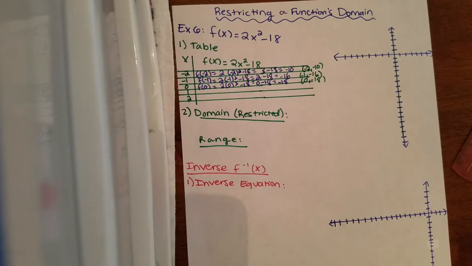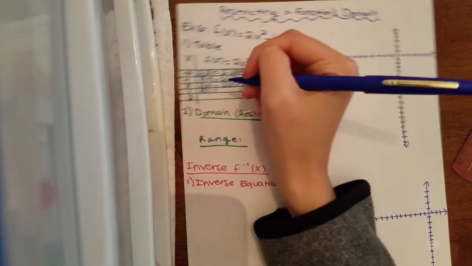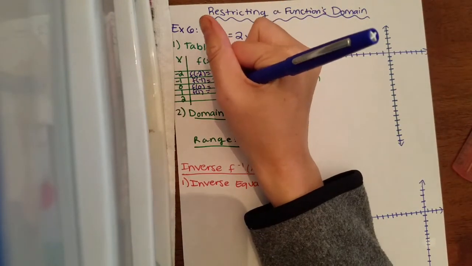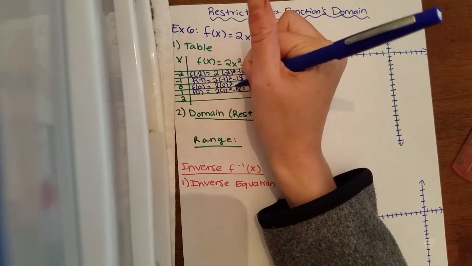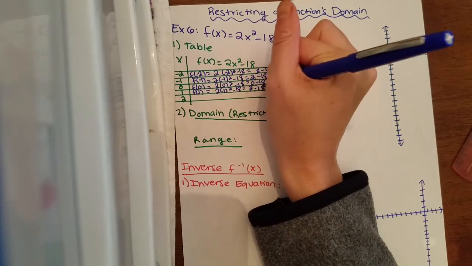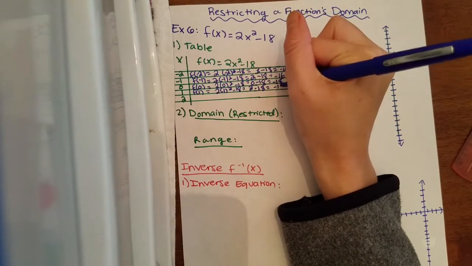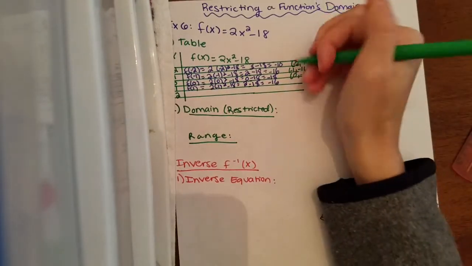Okay, next point, we got 1 and 2 left. Our next point, f of 1. So we have 2 times 1 squared minus 18. 1 squared, 1 times 1 is 1, times 2 is a 2. And 2 minus 18 will give me -16. So the next point we'll be plotting is at 1, -16.